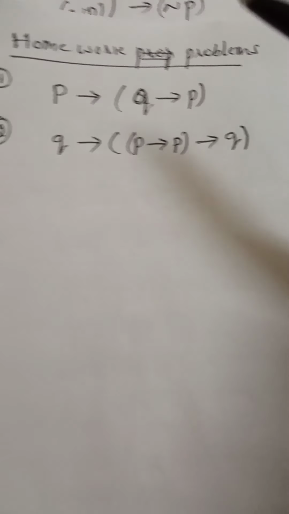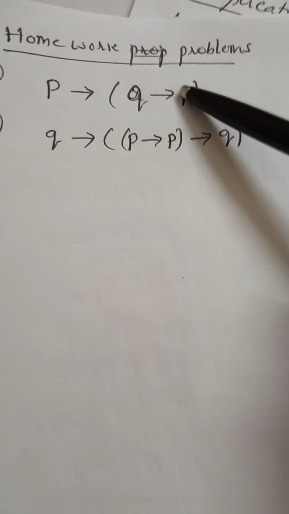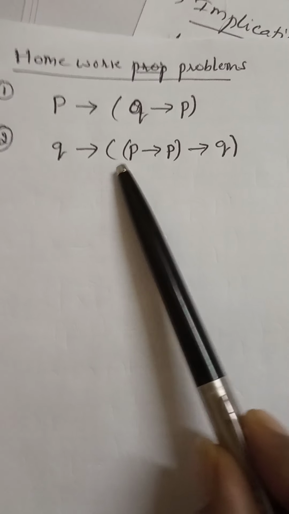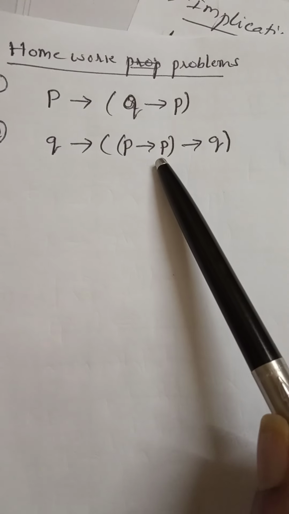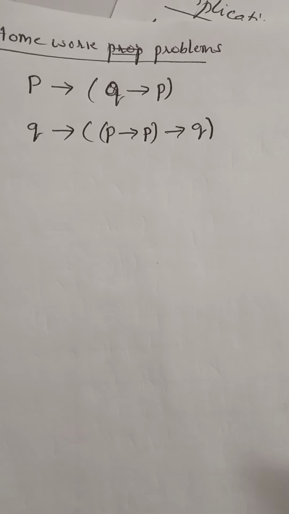These two are homework problems for you, right? One is P implies, Q implies P. Next one is Q implies, P implies P implies Q, right? Try to construct the truth tables for these two problems.